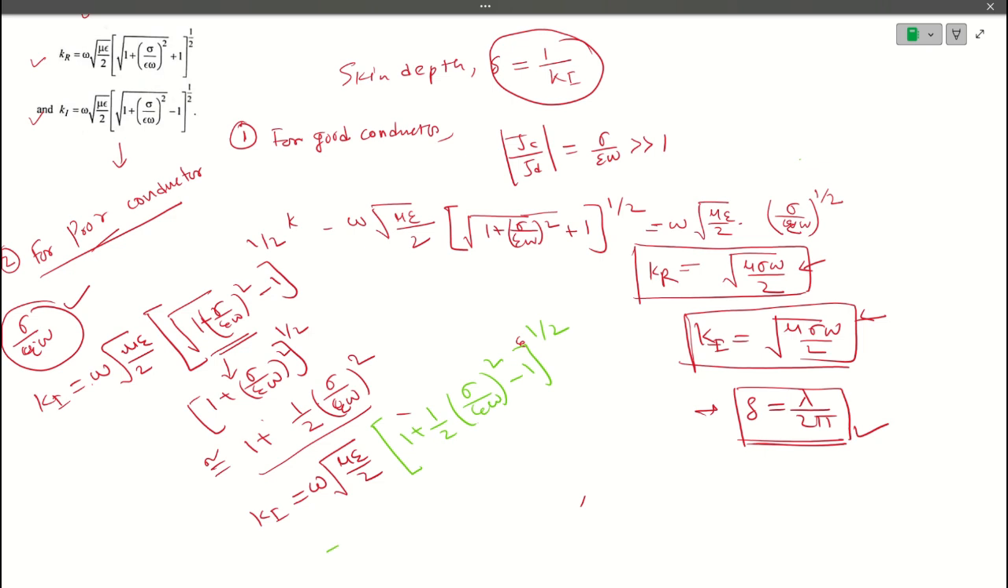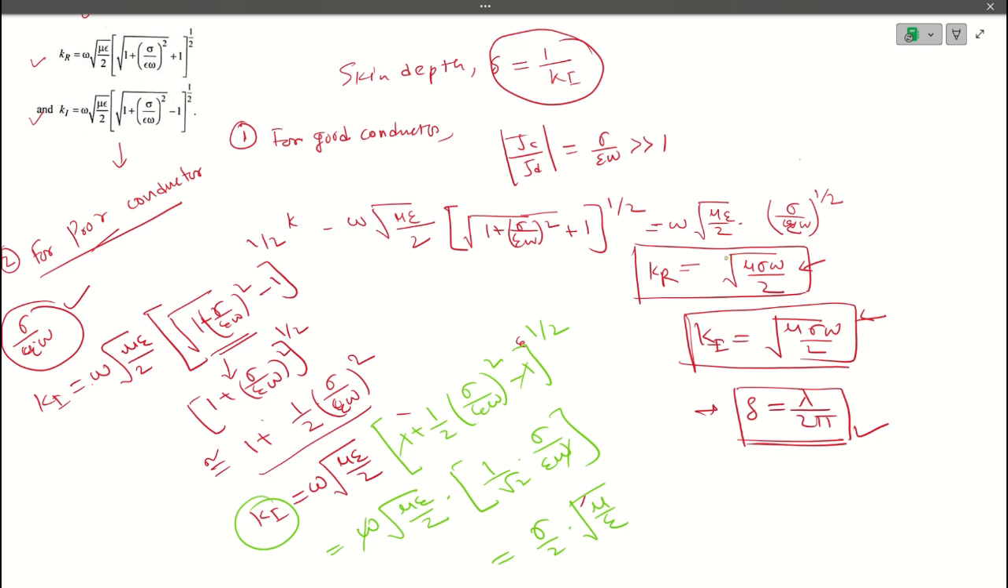So from here, omega root over mu epsilon by 2 into 1 cancels out, then 1 by root 2 here, then this is sigma by epsilon omega. So from here we can cancel omega and omega, then we get sigma by 2 into root over epsilon by mu, so this is the value of ki, the imaginary part of k.